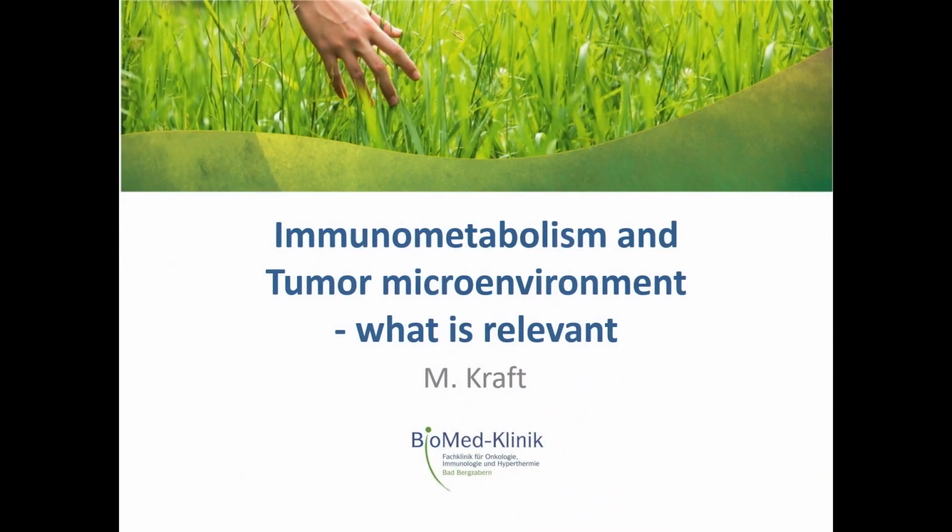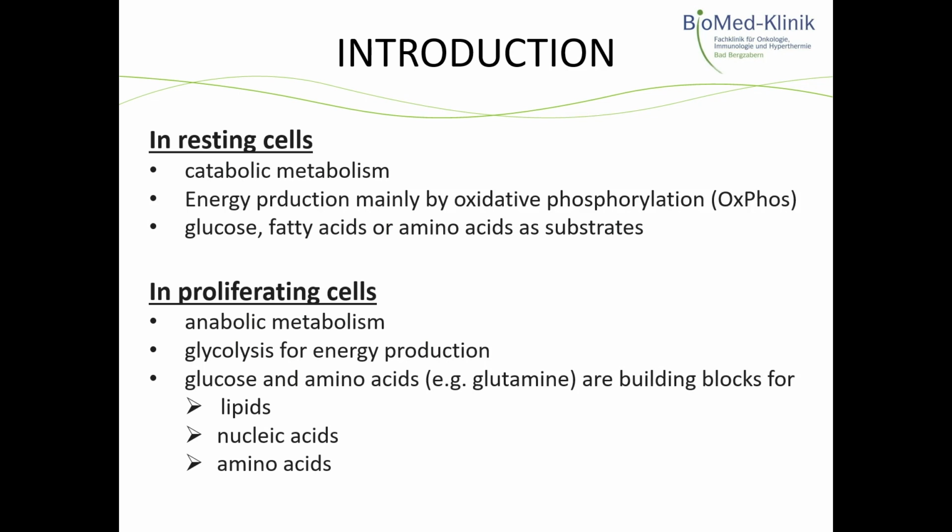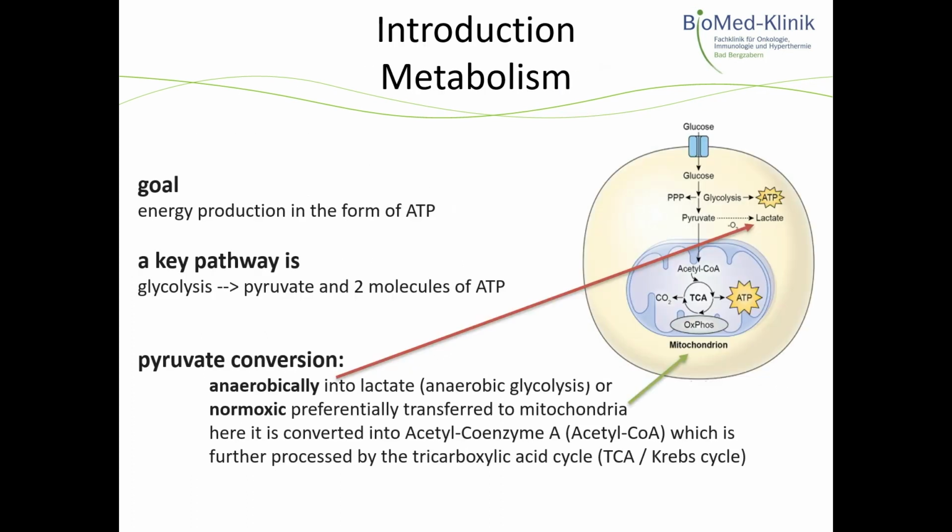Okay? So immunometabolism and tumor microenvironment, what is relevant? In resting cells, there is a catabolic metabolism. The energy production is mainly done by oxidative phosphorylation, which is called OXPHOS. Glucose, fatty acids, and amino acids are substrates. In proliferating cells, the anabolic metabolism is changing. It's glycolysis for energy production, and glucose and amino acids are the main fuel which the proliferating cells get. So they are building blocks for lipids, nucleic acids, and amino acids. The goal is energy production. Now every cell needs ATP and they want to grow.